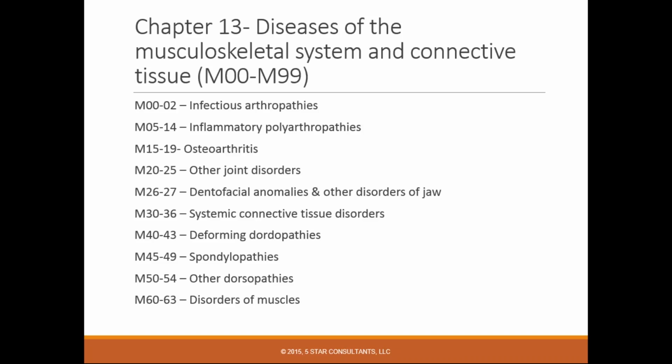Deforming dorsopathies, I can never say that, spondylopathies, dorsopathies, and disorders of muscles. They're all in the M codes. Common will be M15 to M19 and M05 to 14.